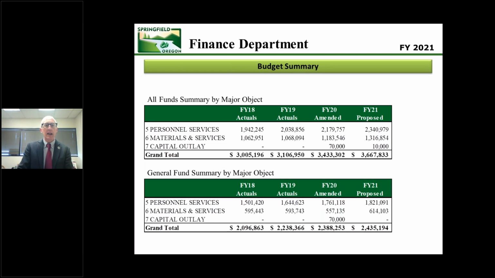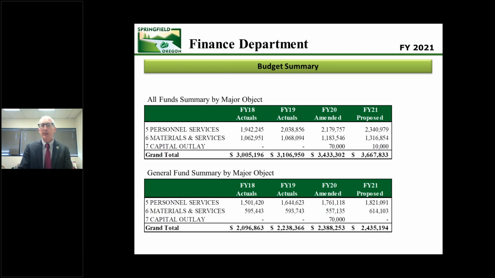And then the capital outlay in fiscal year 20, that was for the video arraignment equipment. And I will talk about that a little later in the presentation. In FY21, the $10,000 budgeted is for the replacement of the digital copier for the Administrative Services Department. Looking at the general fund summary, in personal services, you see a modest increase. I think it's about 3%, and that's right in line with the inflationary pressures that we are experiencing.